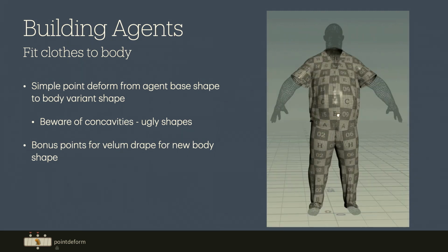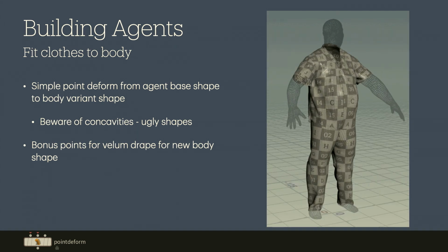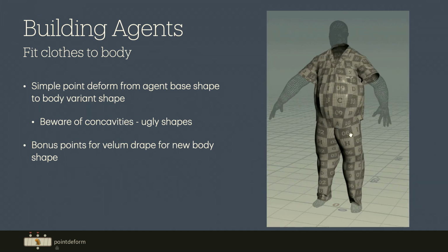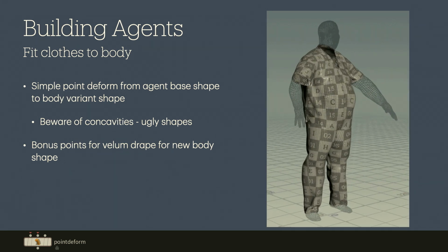For bonus points, when fitting to body shape variants, we can run a quick Vellum sim to help them sit better on the new body shape. In this example, with the simple point deform, you can see that the clothes bend around the belly, including the underhang, which is not so great. After a quick drape, everything sits just a little bit more natural.